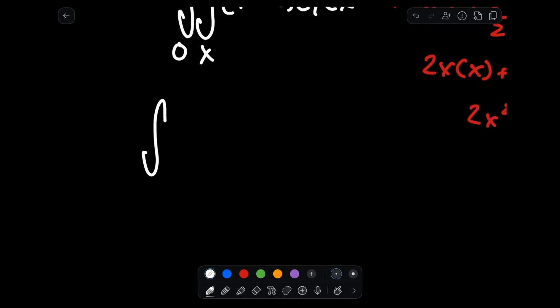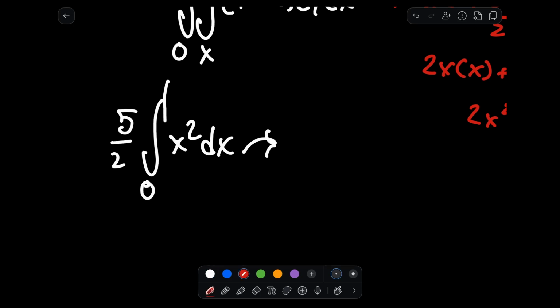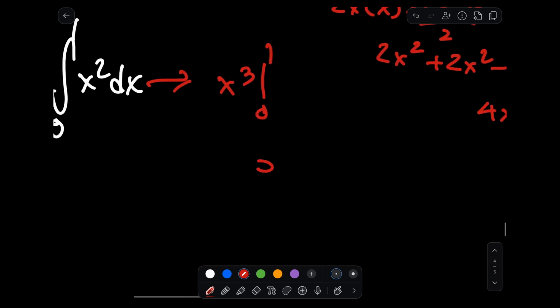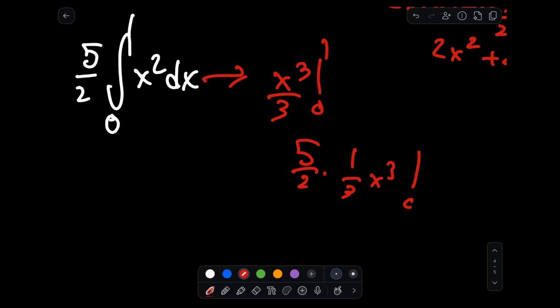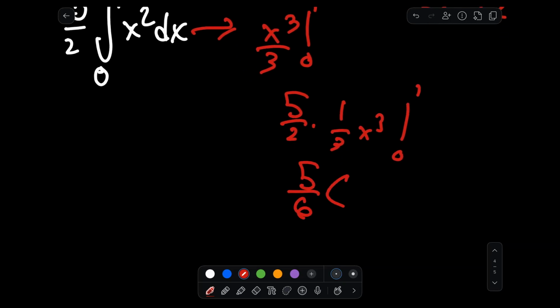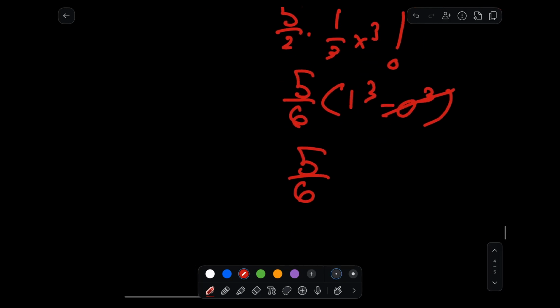And now we have this for our second integral. Let's bring out the 5/2, that's a constant. And then we can now integrate this. Actually, use a red arrow to maintain consistency. I'm a stickler for that. So we get x cubed from 0 to 1. Actually, no, let me fix this real quick. It's going to be 5/2 times 1/3 x cubed from 0 to 1. So 5 over 6. 1 cubed minus 0 cubed, so that's irrelevant. This is going to be 5 over 6 as our volume.